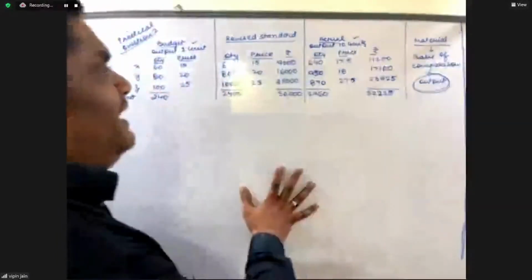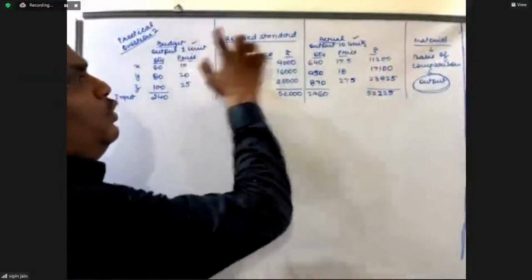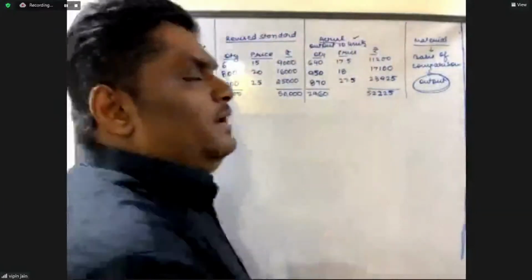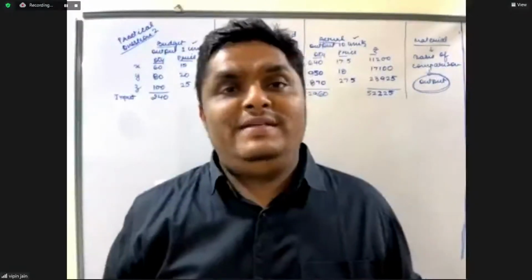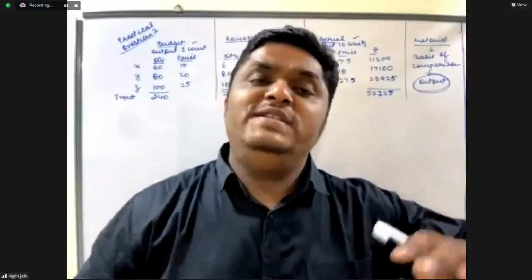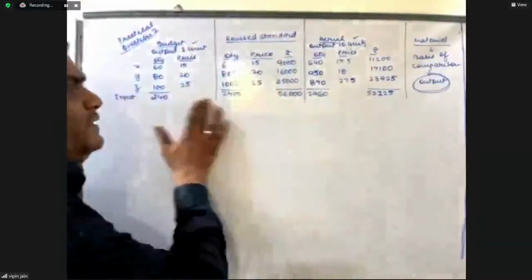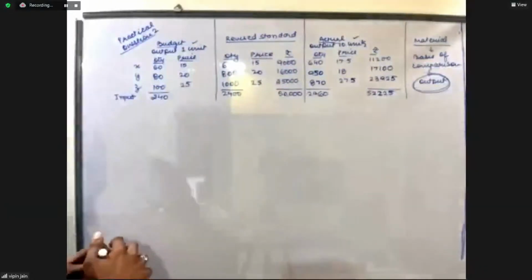So the point is, guys, the first thing you should check is the output. If the budgeted output and actual output are the same, then no need to prepare revised standard. But yes, if there is any difference between the budgeted output and actual output, then we have to prepare revised standard. So now this master chart is ready.